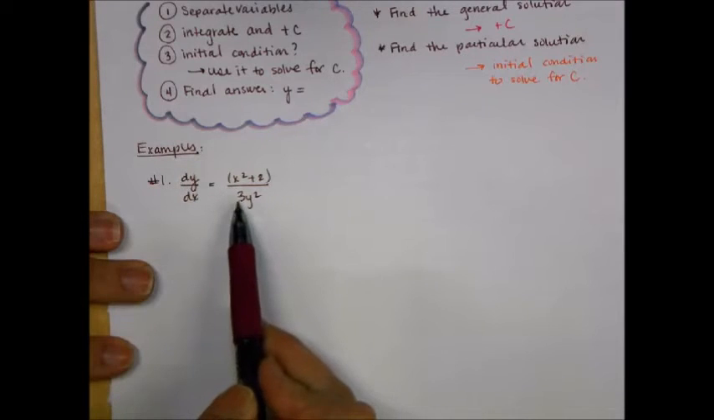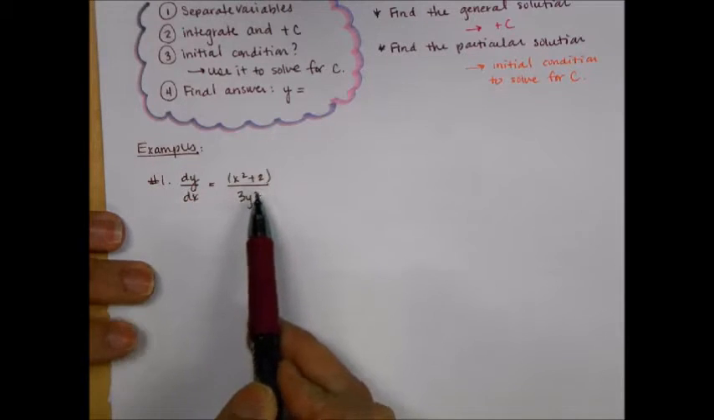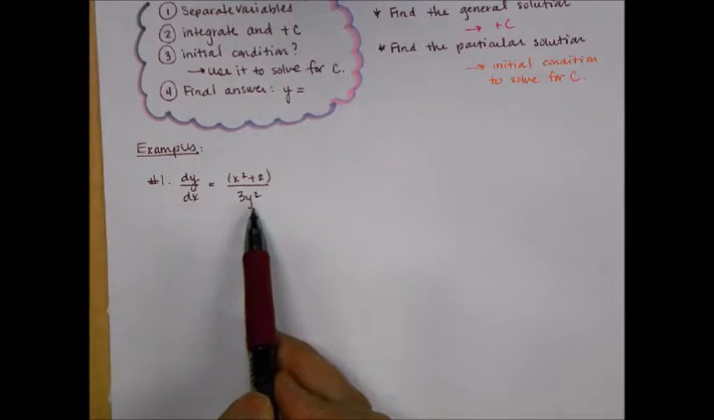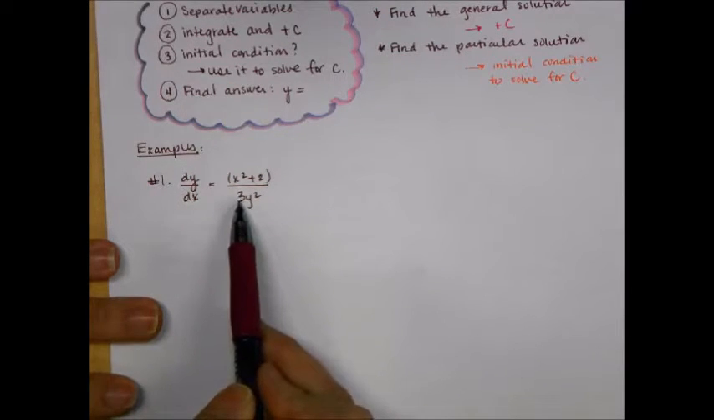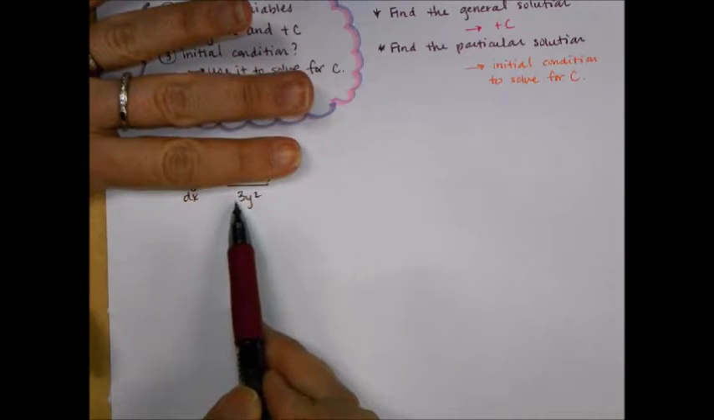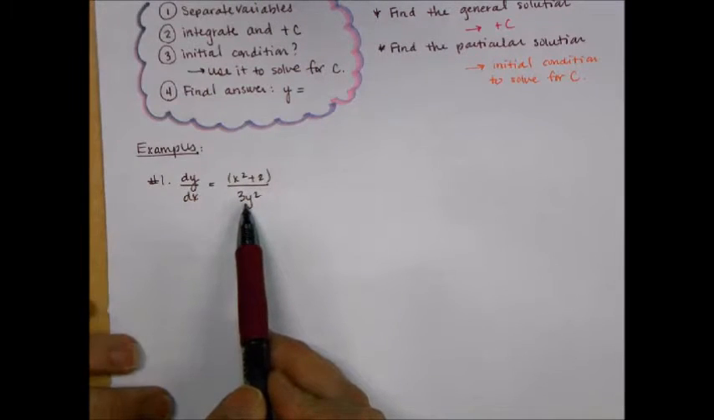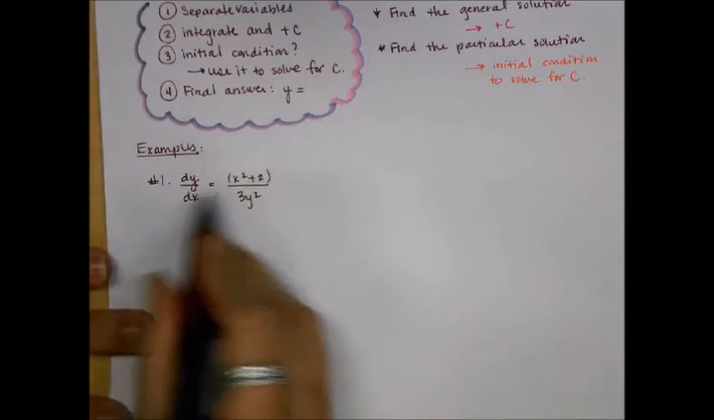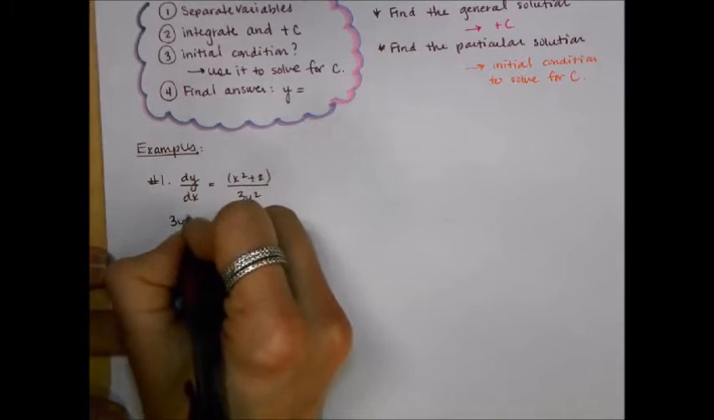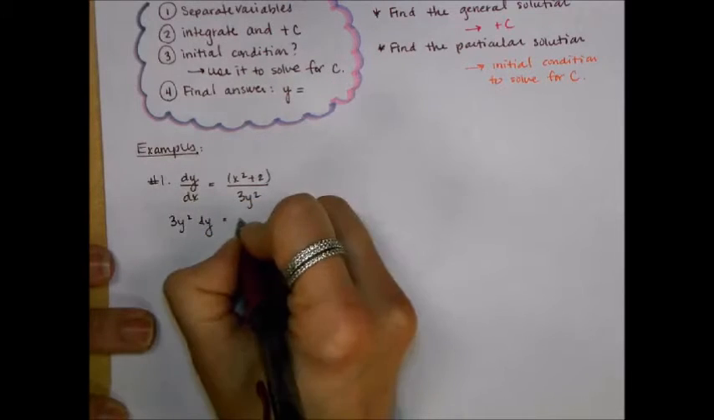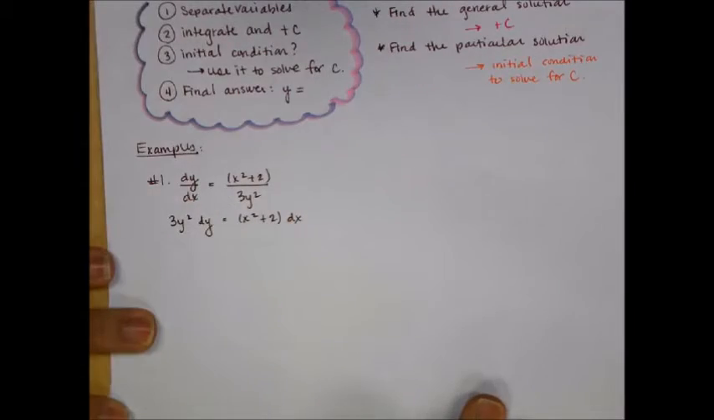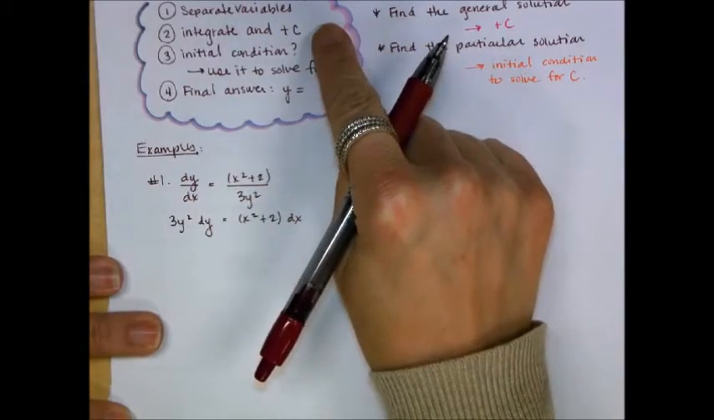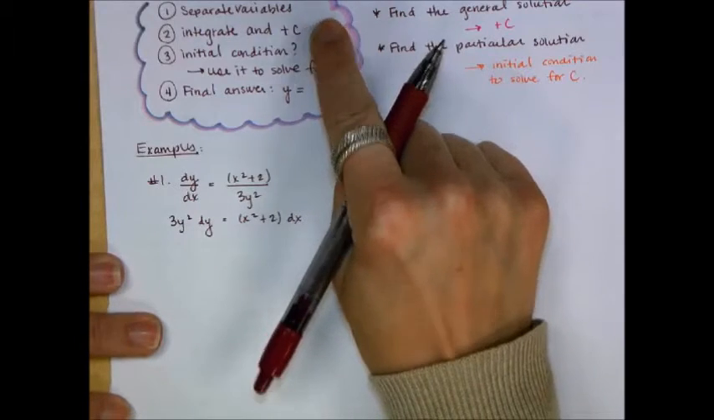Now it's up to you. Sometimes it'll benefit you to leave things like a 3 here in the denominator, but I can look ahead at if I move this term over here to the left and then I integrate it, that term by itself will integrate nicely just back to y cubed. So I'm going to leave the 3 with it and just separate the variables here. So we get 3y squared dy is equal to x squared plus 2 dx. So I've separated the variables. Now I'm able to show my integration, and I want to make sure I have a plus c as well.